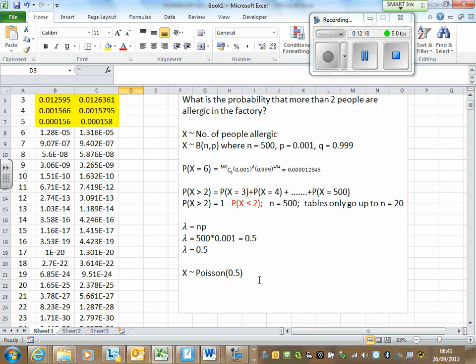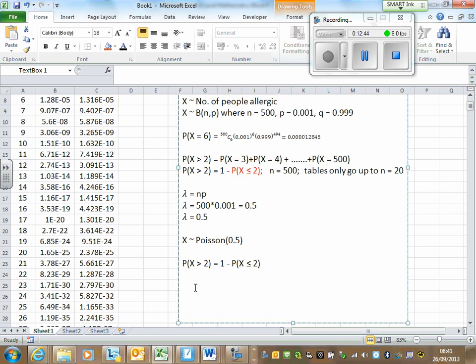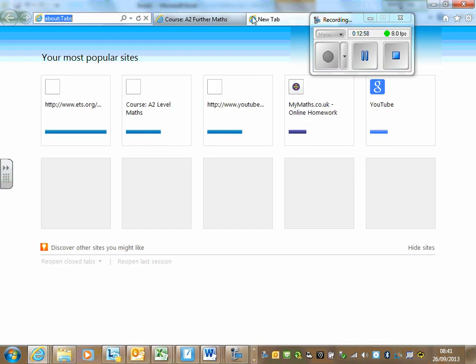Now the beauty of this is that if we use the Poisson, which is 0.5, the probability that X is larger than 2, in fact I got it there, is equal to the probability of that. Now, because we're using Poisson now, we can get these from the tables. We know that that probability we can get from the tables. I've got Excel, I could get it from Excel, but we're going to get it from the tables.